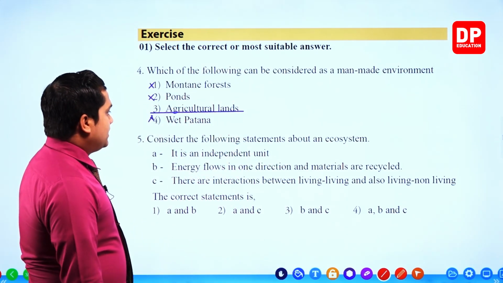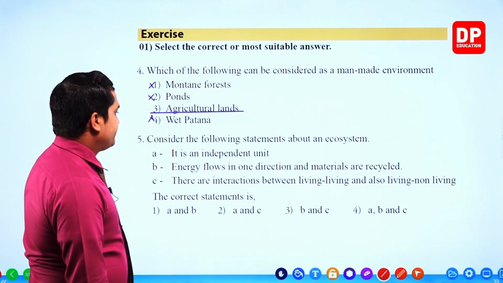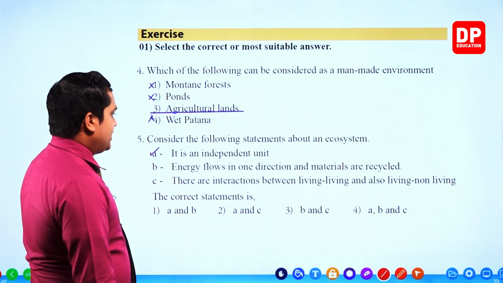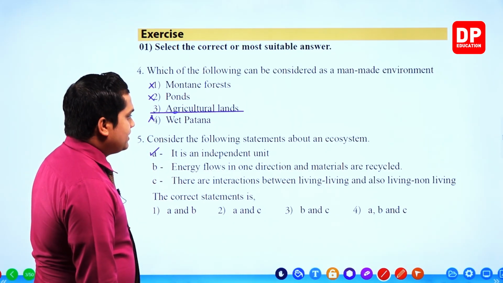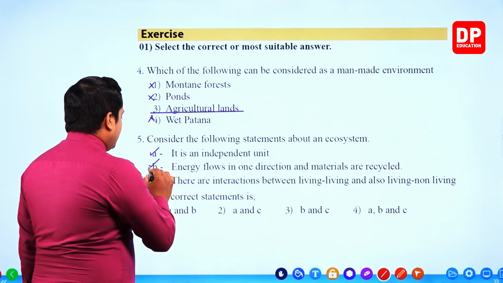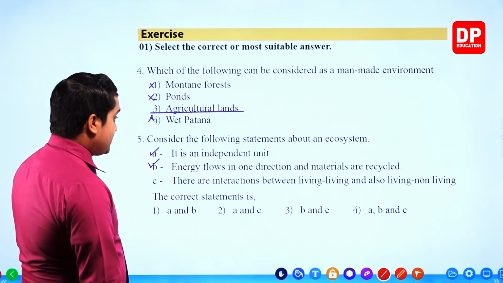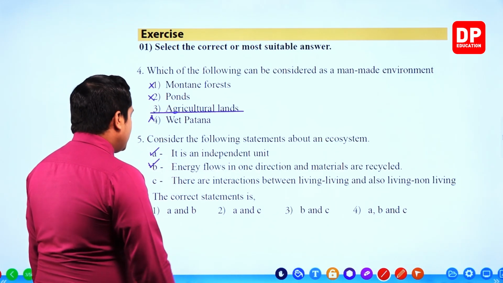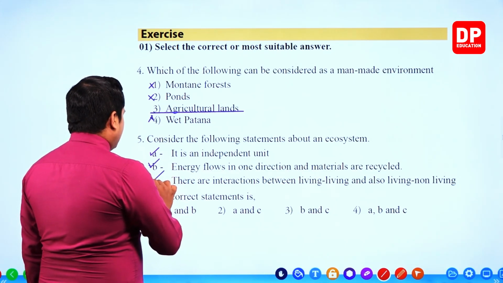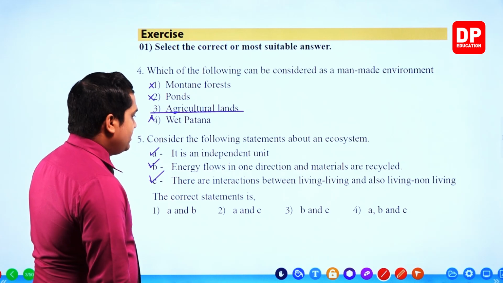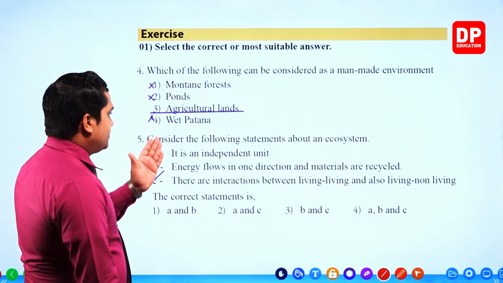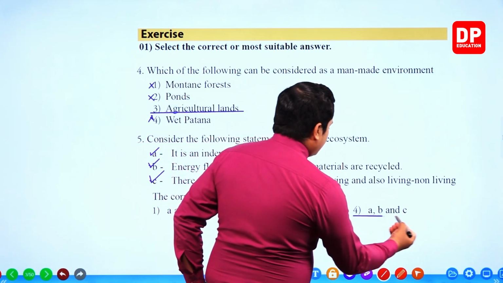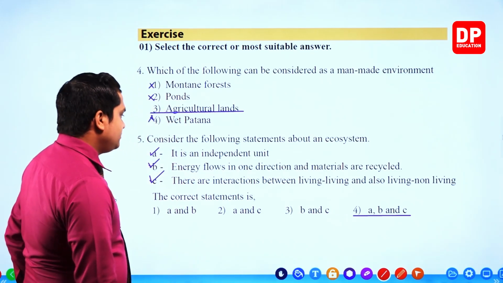Next one. Consider the following statements about an ecosystem. It is an independent unit. Correct. Energy flows in one direction and materials are recycled. Once again correct. There are interactions between living and non-living things. Once again correct. So my dear children, you have to select the correct statement. So all of these statements are correct. Next one.